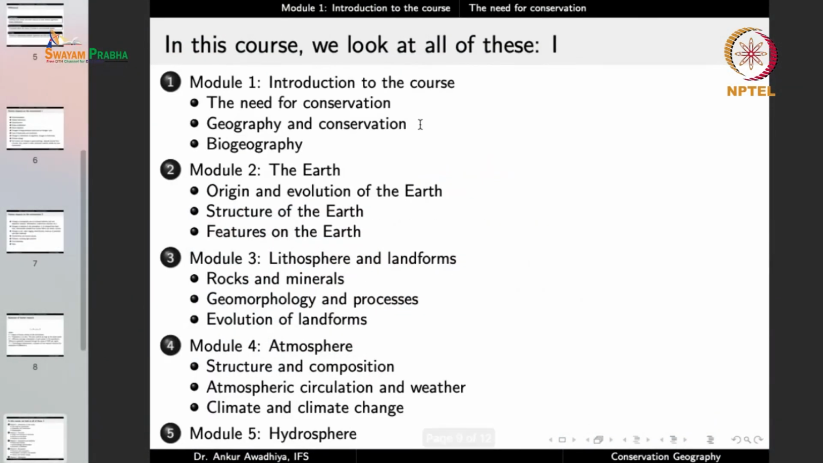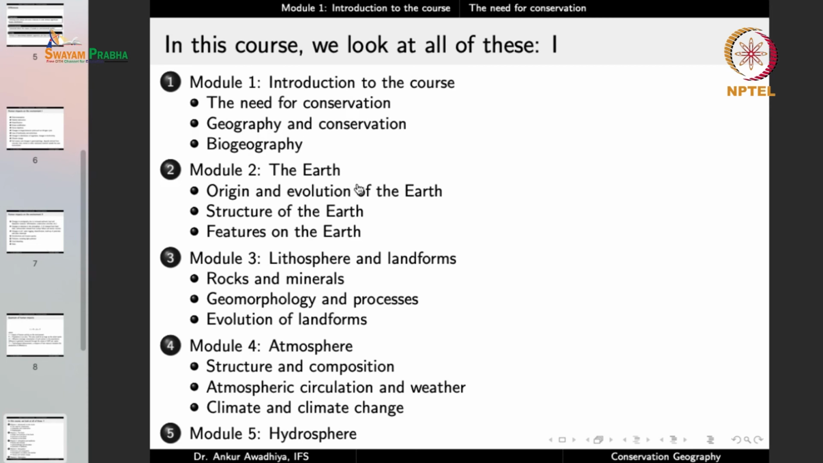So in this course, we are going to look at all of these topics. We have looked at the need for conservation. We are going to explore what is the field of geography, how is it related to conservation, and we are going to look at biogeography, which is the distribution of different organisms on this planet.